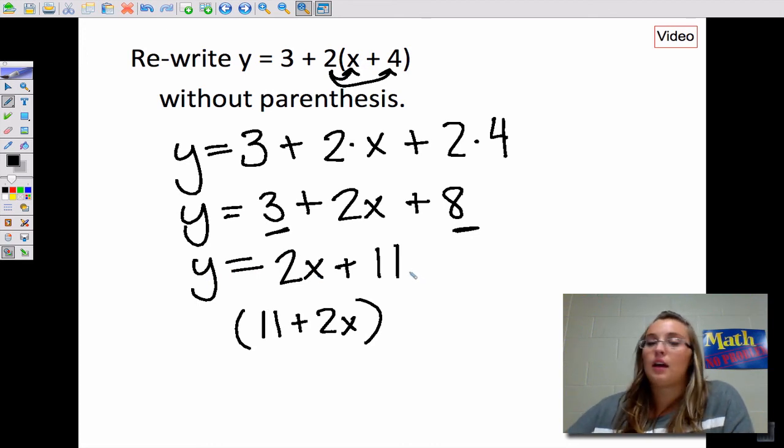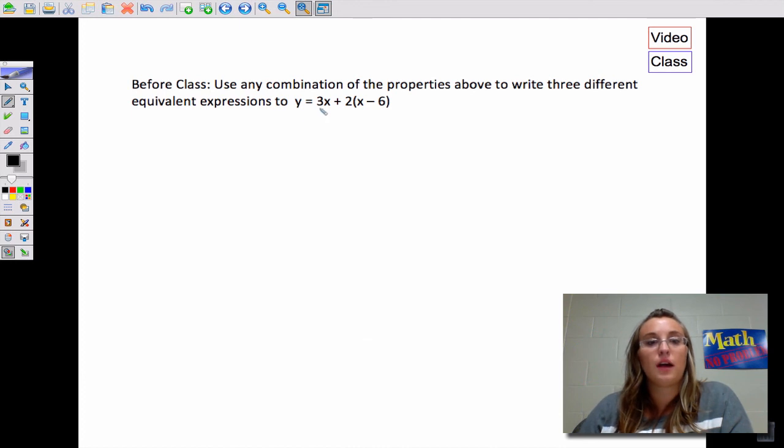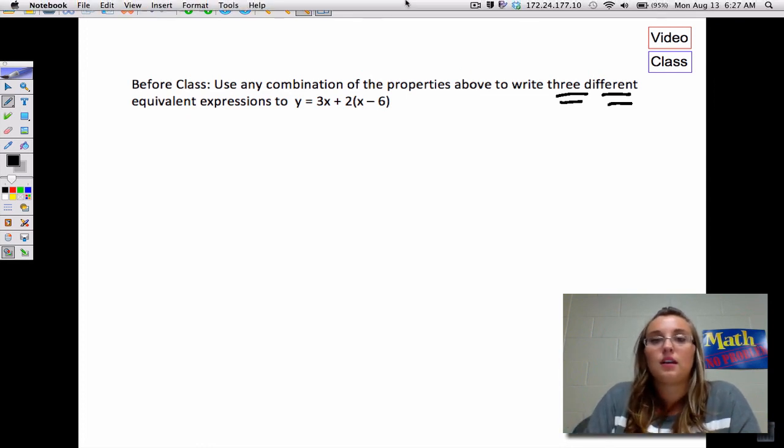Okay? Now your job before class is to use any combination of the properties above to write 3 different equivalent expressions to y equals 3x plus 2 times x minus 6. Okay? So you can use any of the properties. You can combine like terms. You can distribute. You can use the properties of equality to make something that's equivalent to this. And I want you to make those 3 different equivalent expressions to that. And we'll see what you come up with when you come to class the next time.